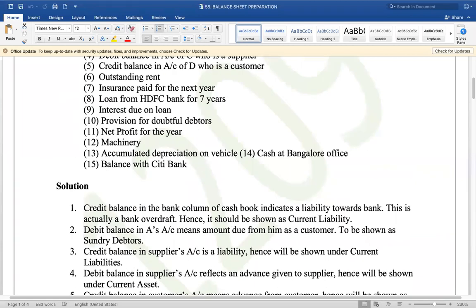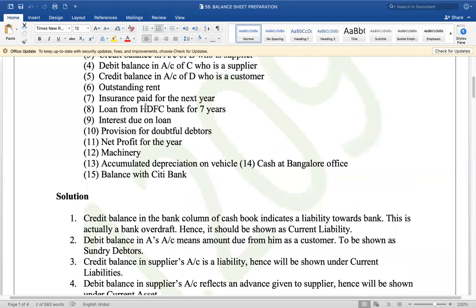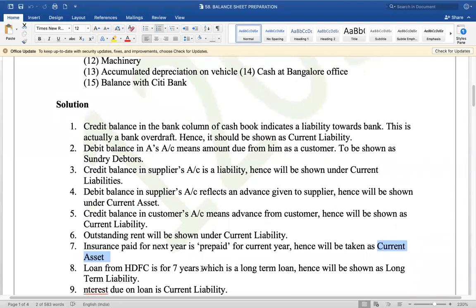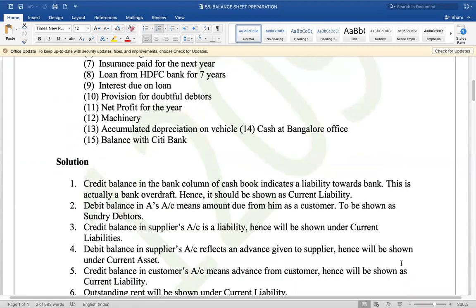Okay. Next, loan from HDFC Bank for 7 years. What is that? Loan from HDFC. It's a liability. It's an obligation to pay. Okay. Which liability? It's more than 12 months. Therefore, it's a long-term liability.